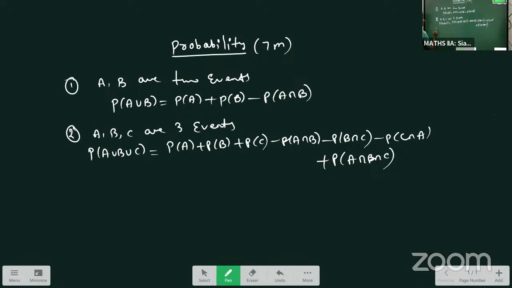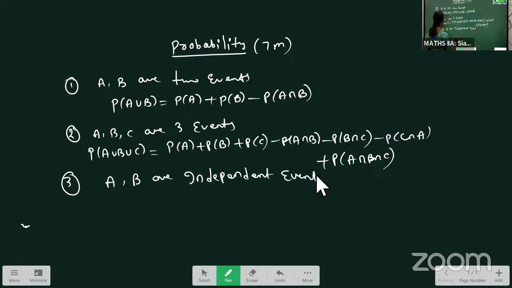Next, one more interesting formula. Suppose A, B are independent events. When the word independent is given, immediately P of A intersection B changes to P of A into P of B. So in the given question, we have to observe whether the word independent is there or not. If it is there, P of A intersection B can be written as P of A into P of B.